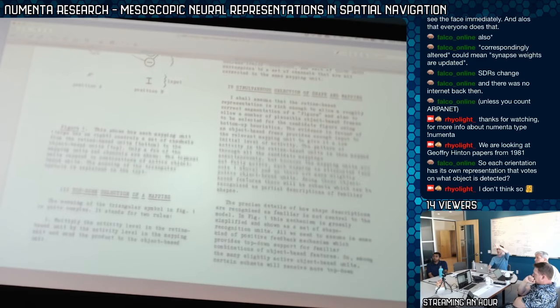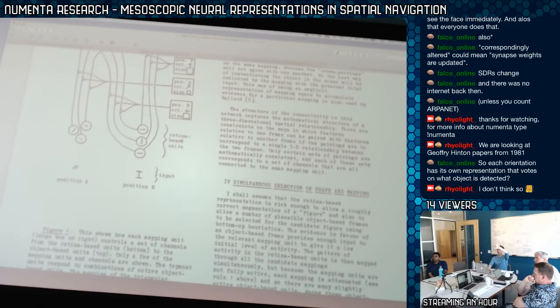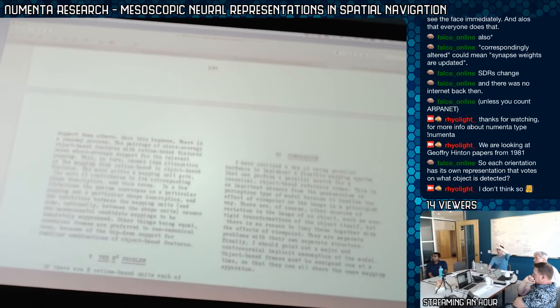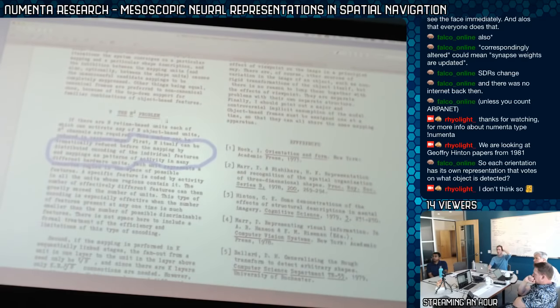The main point of this is going to be when he talks about what he calls the n-squared problem. When he talks about the idea that these transformations, these displacements, whatever we want to call them, require this everything-to-everything mapping. You need to be able to map any one, in his language, any one retina-based feature to any one object-based feature. Yeah. In our language, any location.